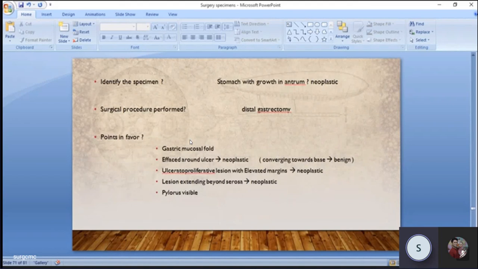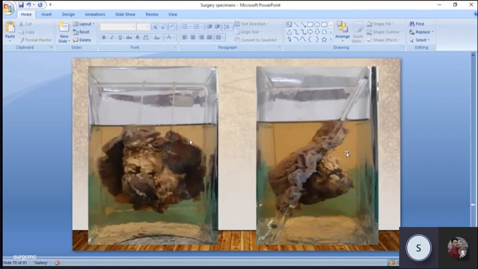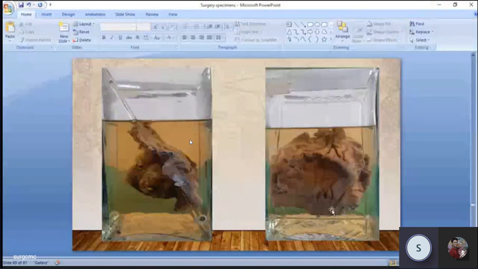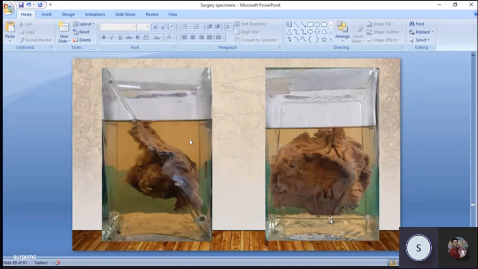So we can say it is a specimen of carcinoma stomach, and the growth is present in the antrum. Why in the antrum? It is the common site. You can see the pylorus over here. Sorry, not this one, that one. This one. You can see this is the pylorus part. Usually, commonly the lesser curvature. Lesser curvature.